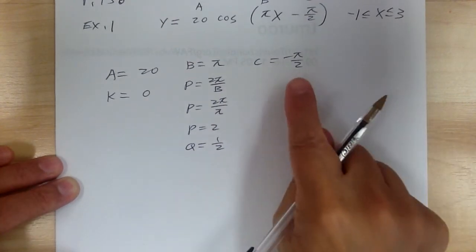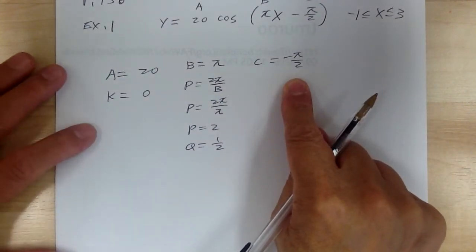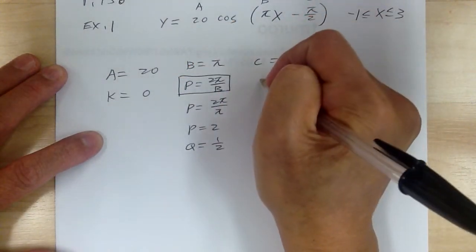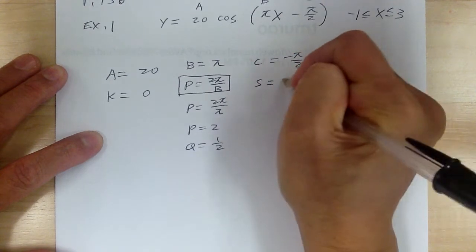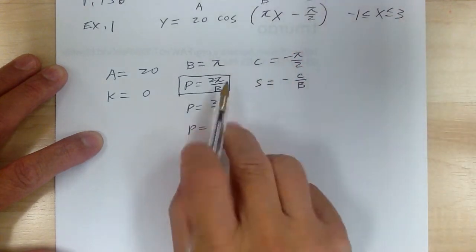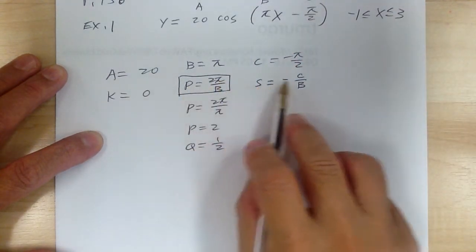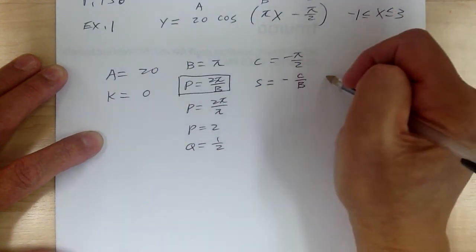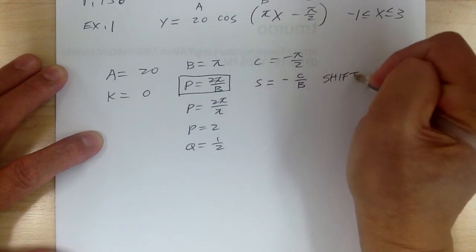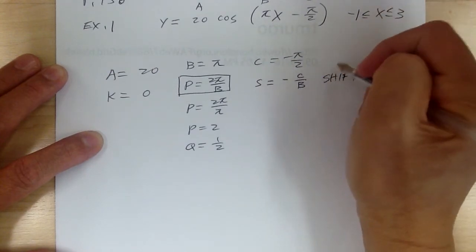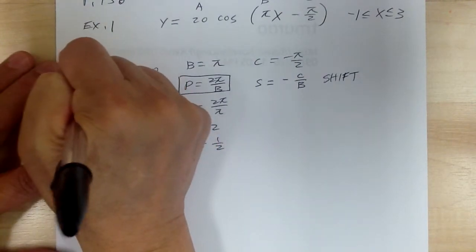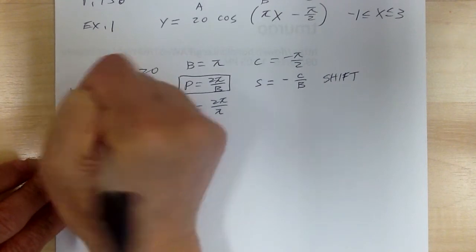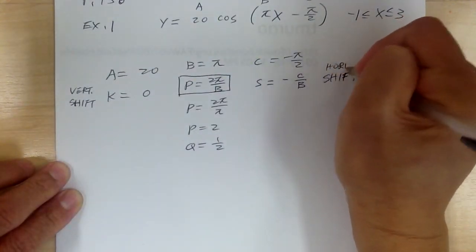Okay. Then for the C, what you want to do is you need to figure out the shift. Okay, so you need to memorize this formula, and you need to figure out the shift. The shift is equal to -c over B. So period is 2 pi over B. The shift is -c over B. Okay. So again, the S is a shift. So this is the horizontal shift. K is the vertical shift. And this is the horizontal shift.